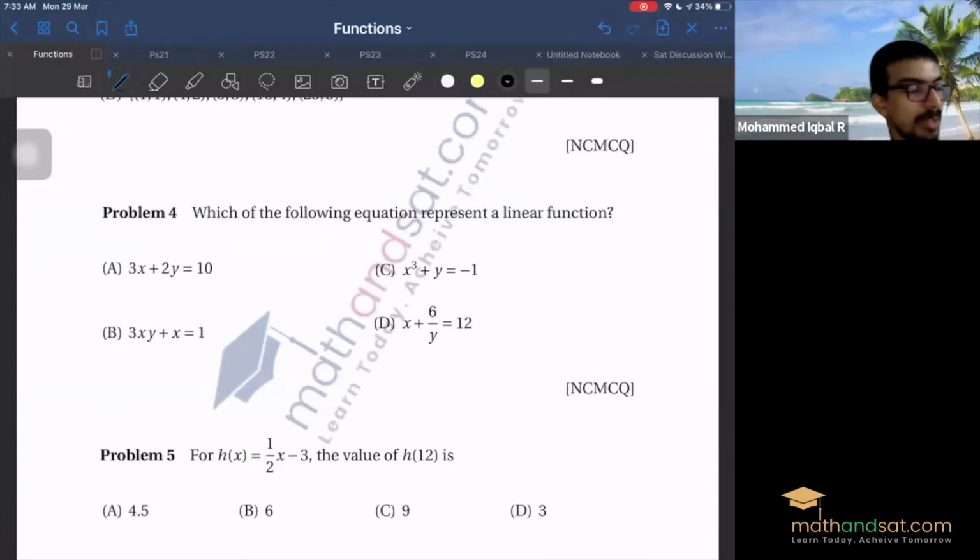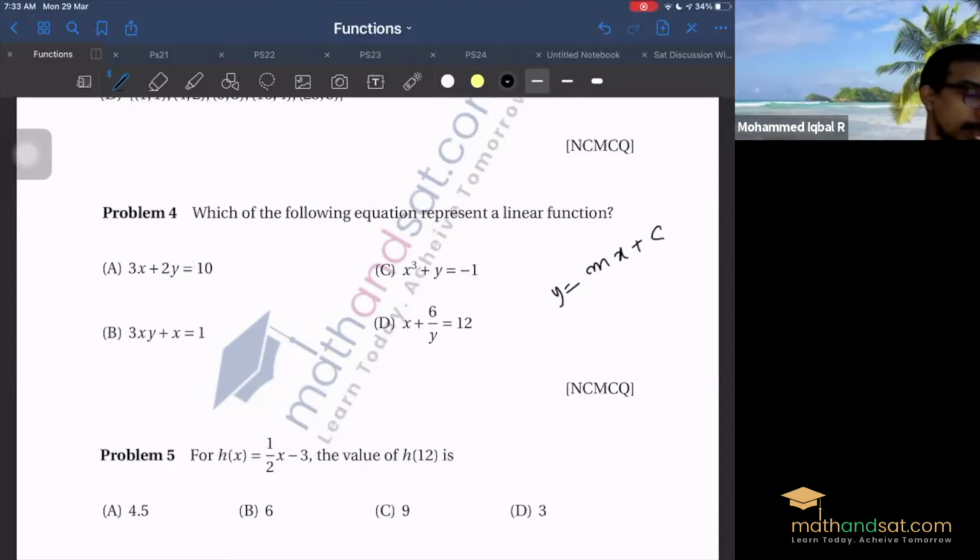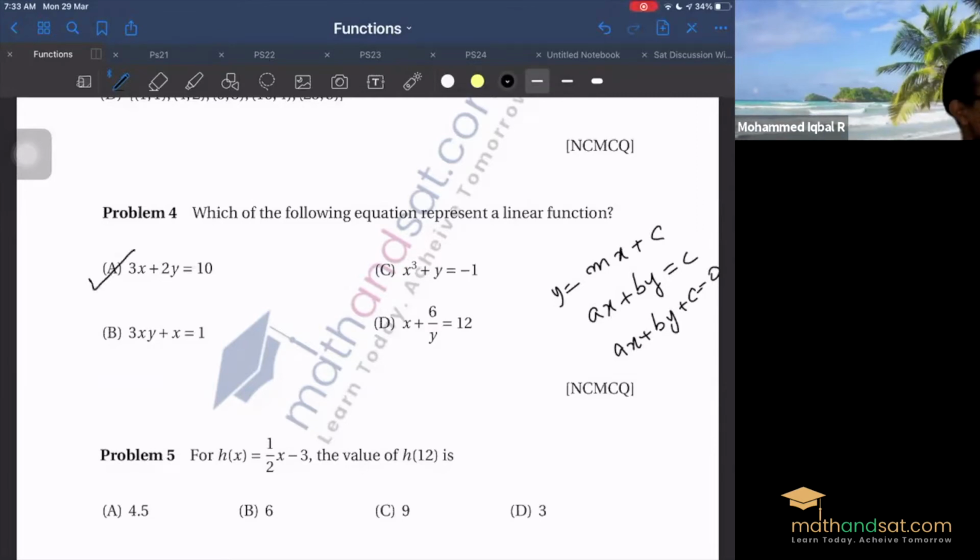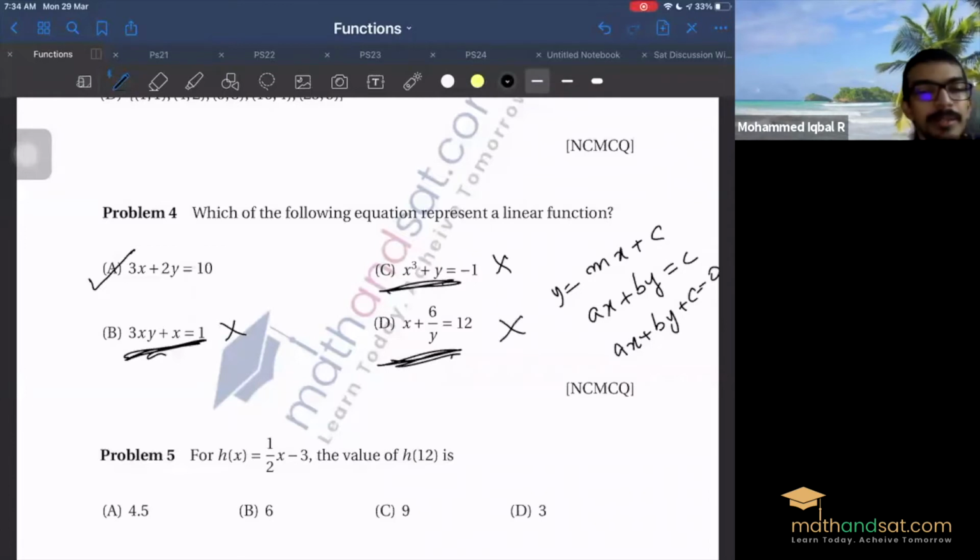Question number 4. Which of the following equations represent a linear function? Again, if you have a linear function, when it is represented as a relationship between x and y, it has to be of the form y is equal to mx plus c, or ax plus by is equal to c, or ax plus by plus c is equal to 0. Any of these forms. So this is linear. This is not linear because x and y are combined together. This has a cubic term. This is not linear. This has terms in the denominator. It's not a linear function. So the answer is option A.